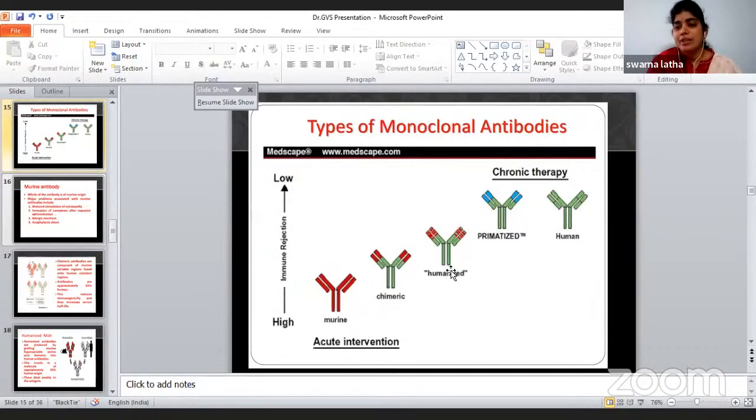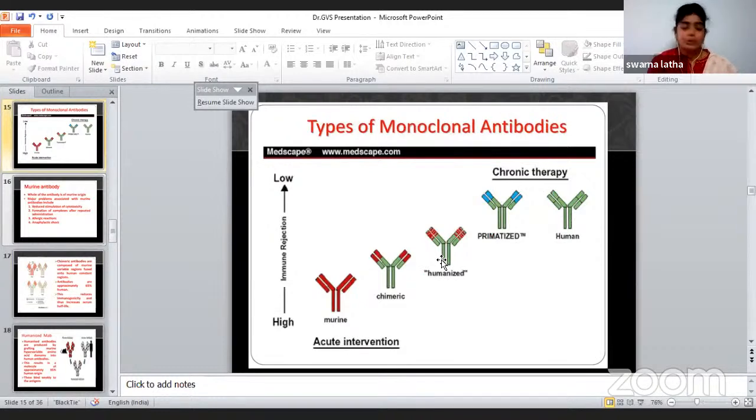And then we have one more called humanized. So here the entire immunoglobulin is from human only, except a part, that means the hypervariable regions. The amino acids related to the hypervariable regions are collected from the mouse and introduced into the human immunoglobulin. Okay, then we can say it's humanized, almost 95%.